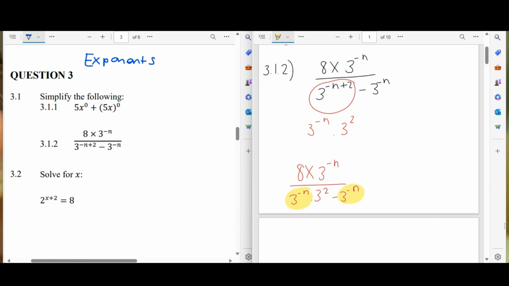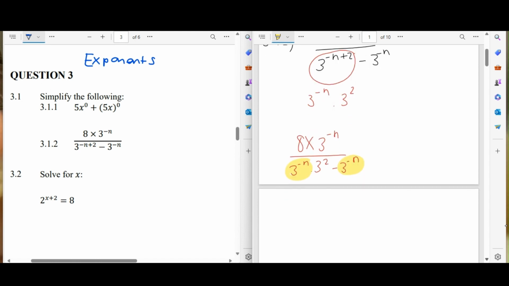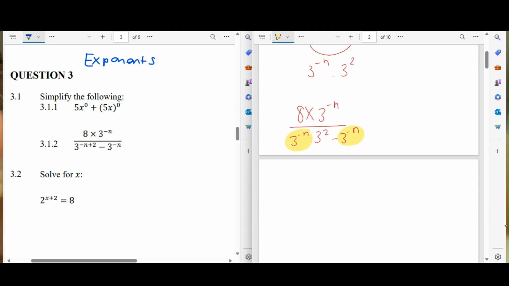So we're going to factorize at the bottom. At the top, it's going to stay exactly the same: 8 times 3 to the negative n. At the bottom, we're taking that as a common factor, so 3 to the negative n is on the outside. In the brackets is everything that's left. In this first term, if we take that out, all that's left is 3 to the 2. And in this term, all that's left is 1.